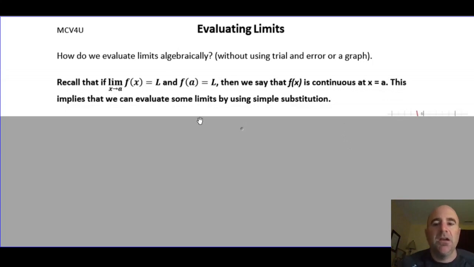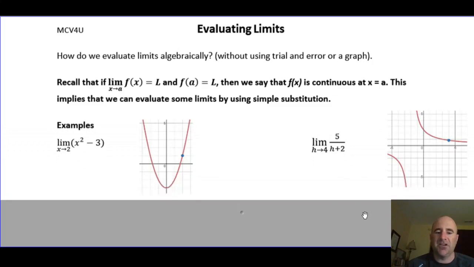So recall that if a limit exists, the limit as x approaches a of f of x equals something, whatever it is, we'll just call it L, and that something is the same as the y value at that point, then we say that f of x is continuous at that point. It's basically a fancy way of saying that there are no breaks or no holes in the graph at that point. And what that means is that certain limits can be evaluated just by using simple substitution. Let's look at a couple.